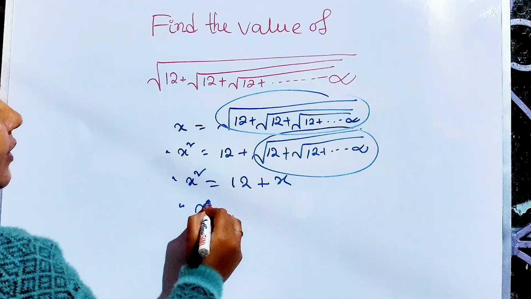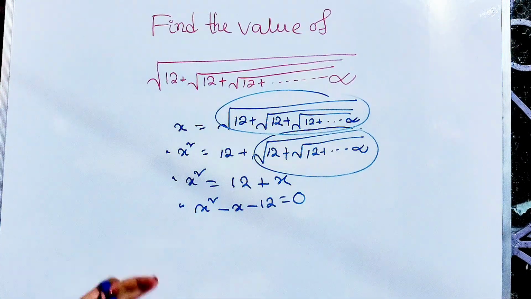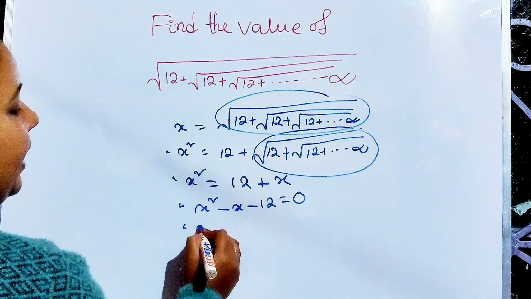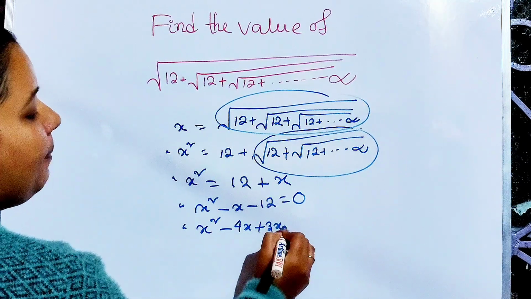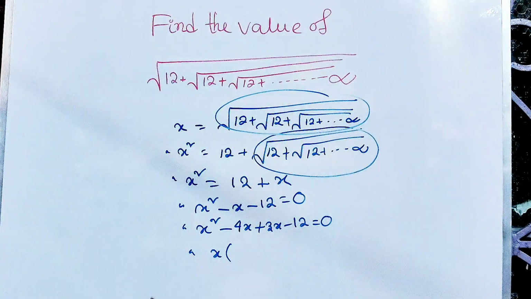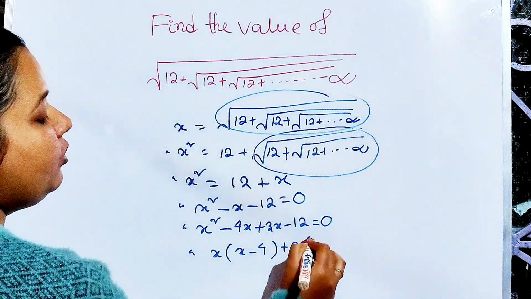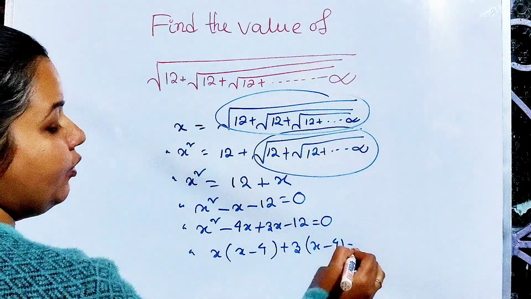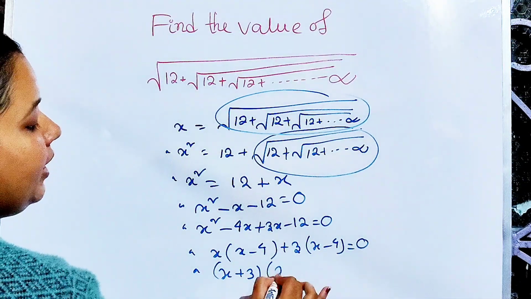Now if you take x and 12 to the left hand side, they will become negative, that is x square minus x minus 12 equals to 0. See, this is a quadratic equation, so you can write it as x square minus 4x plus 3x minus 12 equals to 0, the normal middle term factorization. If you take x common, it will be x minus 4, plus 3 common, then x minus 4 equals to 0. Now x plus 3 into x minus 4 equals to 0.